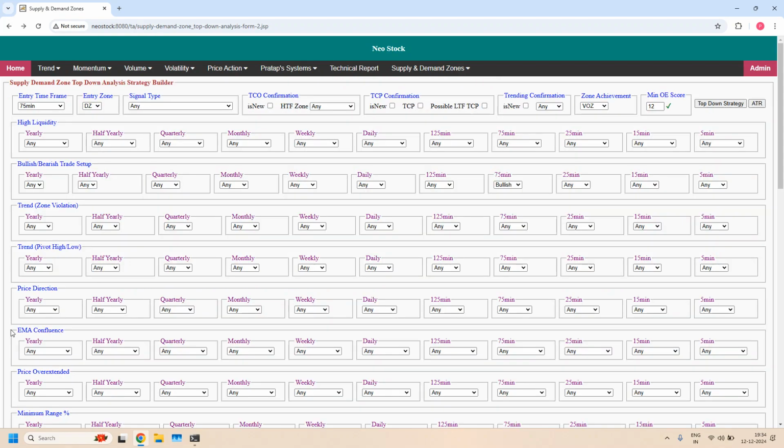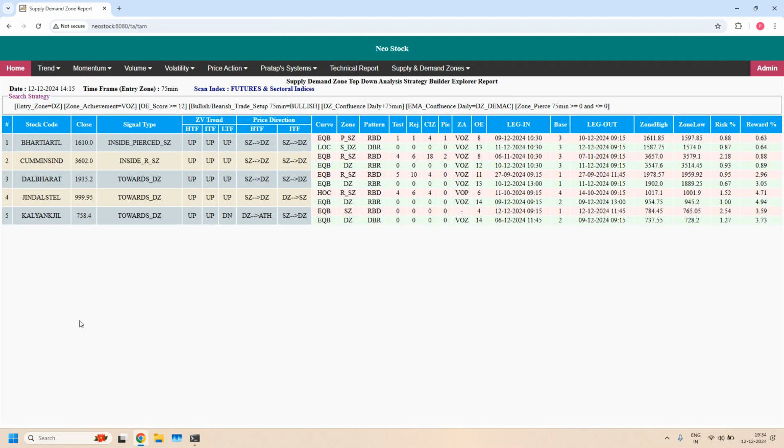Let's verify. In the EMA confluence at a daily time frame, the daily demand zone having daily EMA confluence filter is enabled, because the 75 minutes entry demand zone is part of the daily demand zone. That's why we are looking for daily demand zone with daily EMA confluence. With this filter, we got 5 stocks. All these 5 are even more high probability trade setup supported stocks.